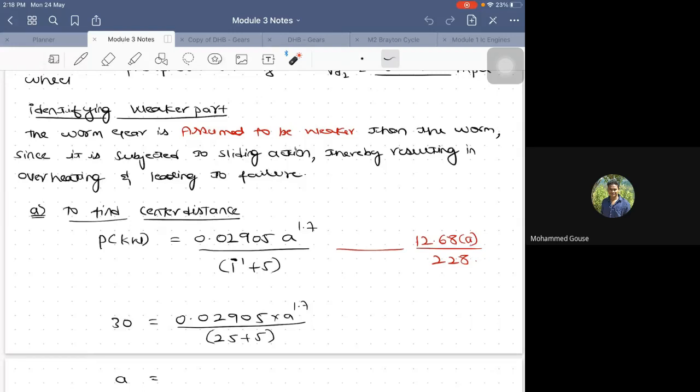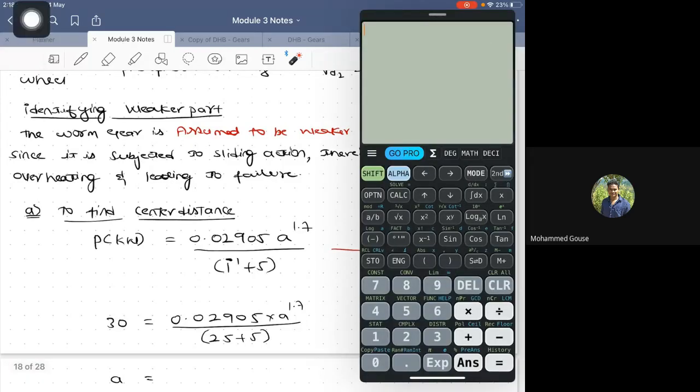So you can use the calculator method. I told you in the class also, even now I have told you multiple times while teaching you VTD, you can use it directly. So 30 is equal to this one, 0.02905 into alpha to the power of 1.7. Next, in the denominator you have 30. So shift to solve.